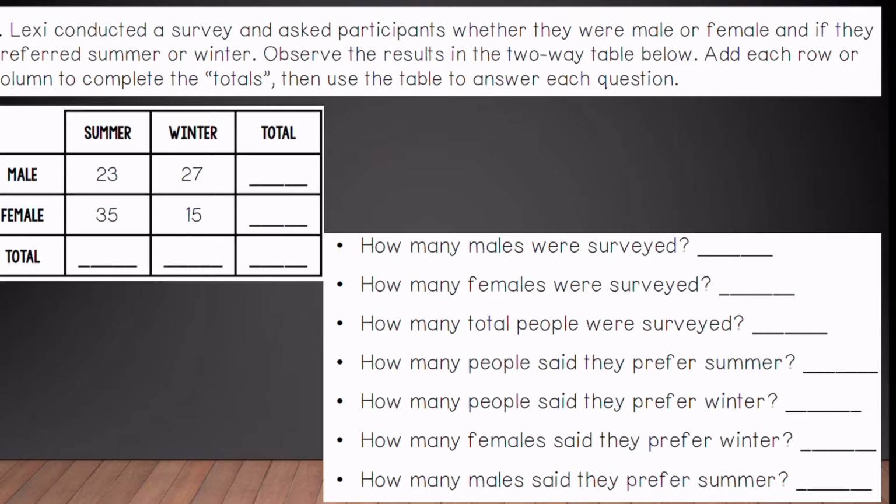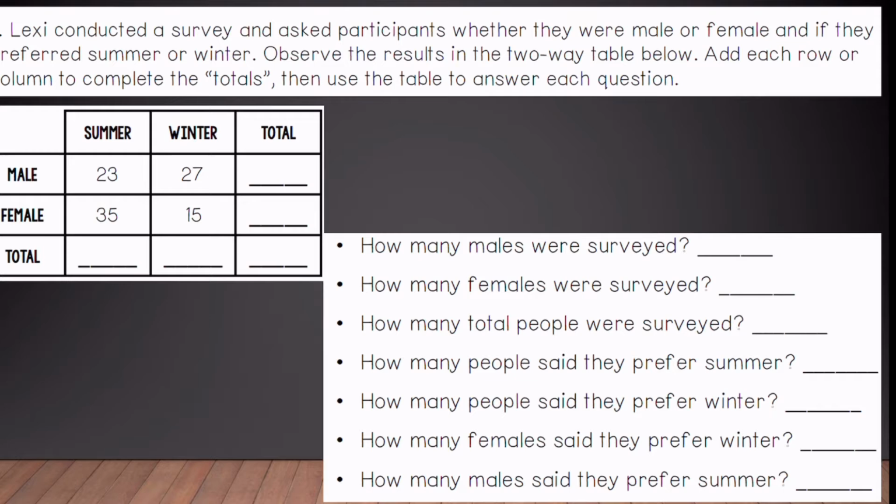So this is what a two-way table might look like. So Lexi conducted a survey and asked participants whether they were male or female, and if they preferred summer or winter. Okay, so we've got two categories. We've got males and females, so those are the two types. And then our other category is the season.